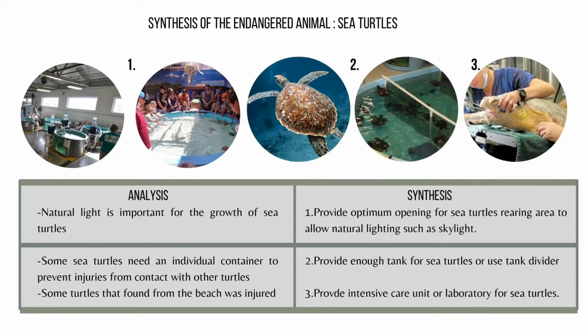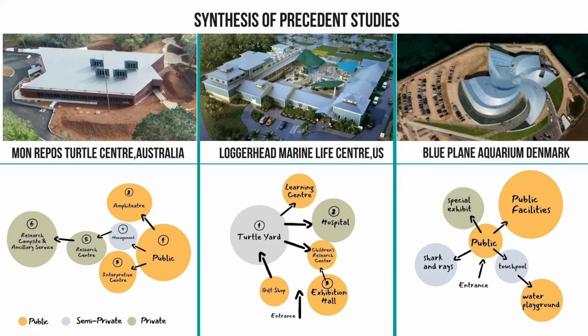Sea turtle that come from the sea sometimes were injured, so the rehabilitation center should prepare the intensive care unit for those turtle. Moving on to the precedent studies, first is Mon Repos Turtle Center located at Australia, Loggerhead Marine Life Center, United States, and Blue Planet Aquarium, Denmark.